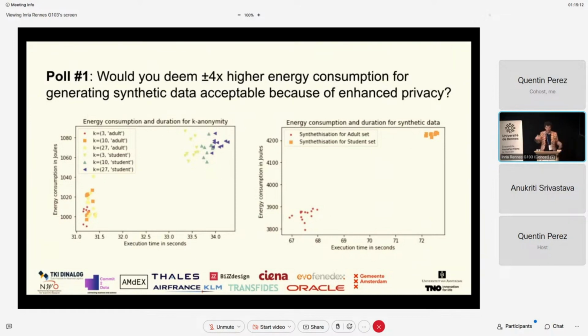Okay, so first, maybe to make it a bit more interactive, if you think that 4 times higher energy consumption for generating synthetic data is acceptable because of the enhanced privacy, then maybe you could stand up to see what your thoughts are on this.